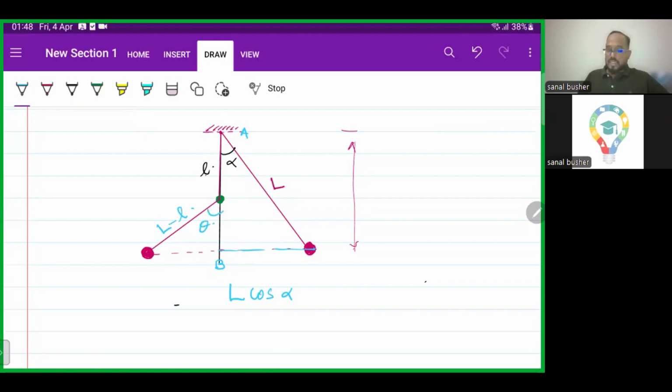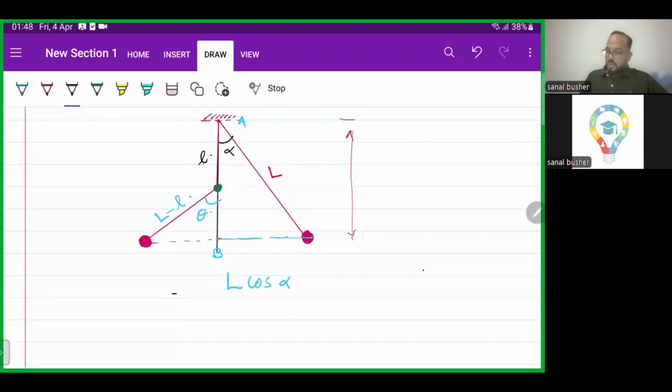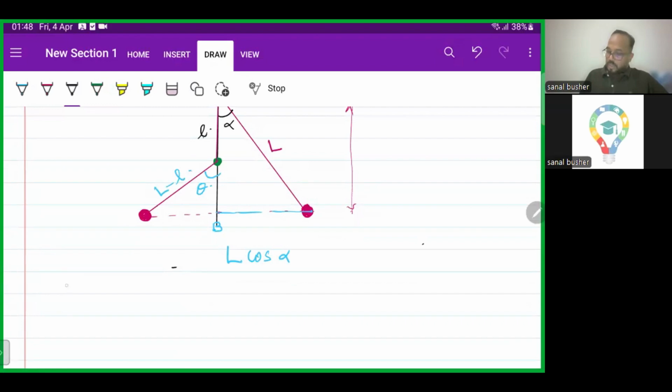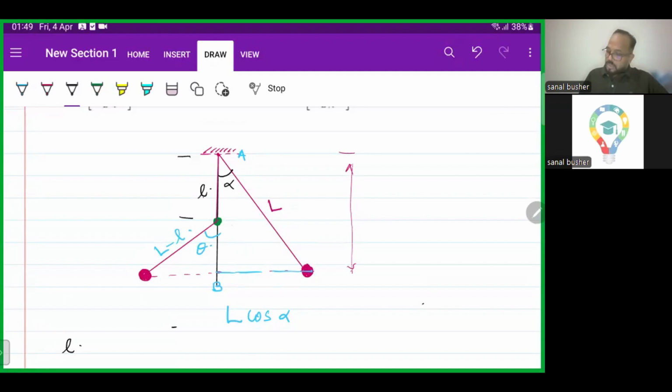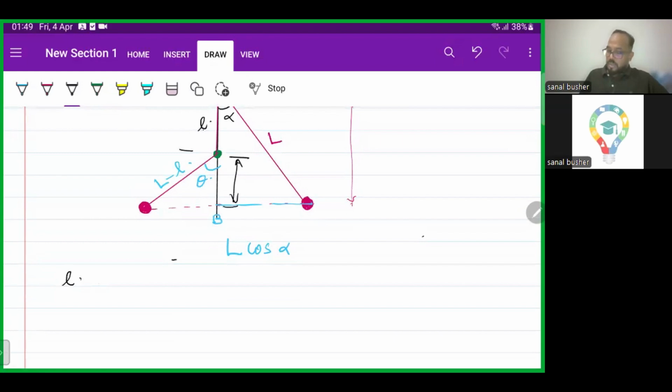If you take this angle as theta, what is the length now? This distance, you can write it as small l from here to here, plus this thing, right? If you add, you will get it. Both are equal. So l plus (L minus l) cos theta. When you consider this one, this is the angle theta, right? So adjacent side you require means cos theta will come. This is exactly equal to L cos alpha.